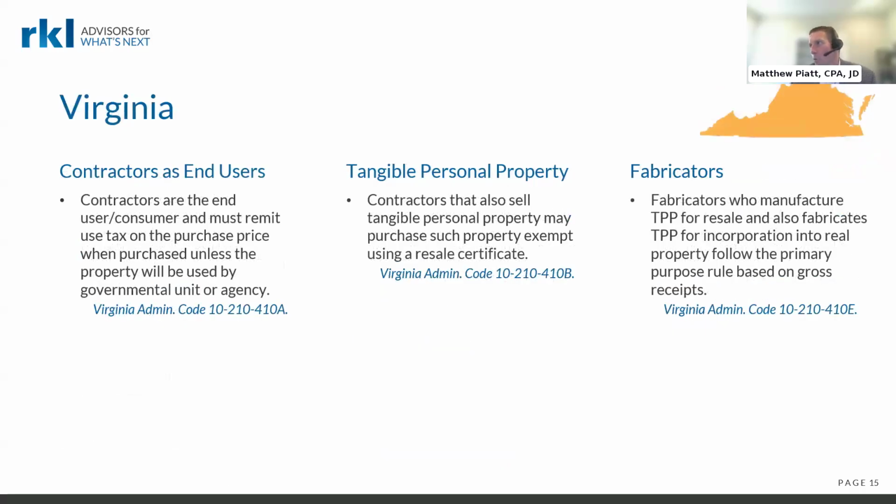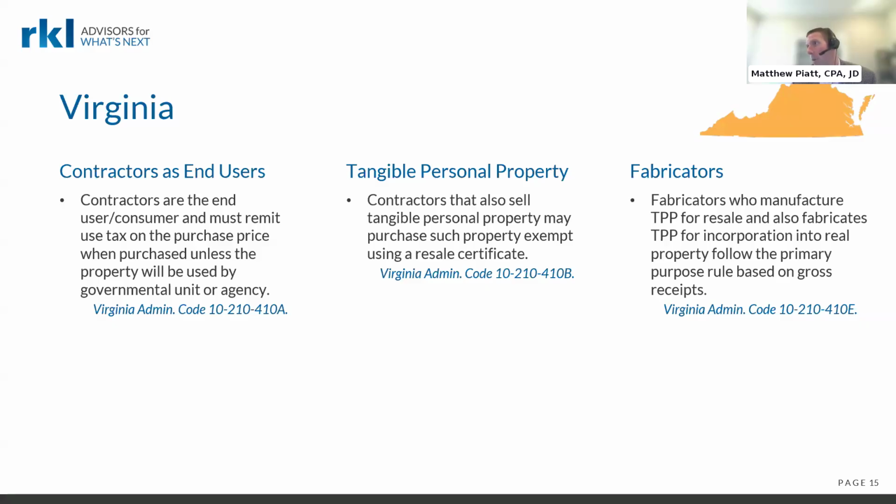Virginia is a little more straightforward. They've got a primary purpose rule that we'll talk through here in a minute that's a little different than some states, but contractors are viewed as end users or consumers and must remit use tax on the purchase price when purchased, unless the property is going to be used by a governmental unit or agency. So we do see a limited kind of flow-through exemption here in Virginia.